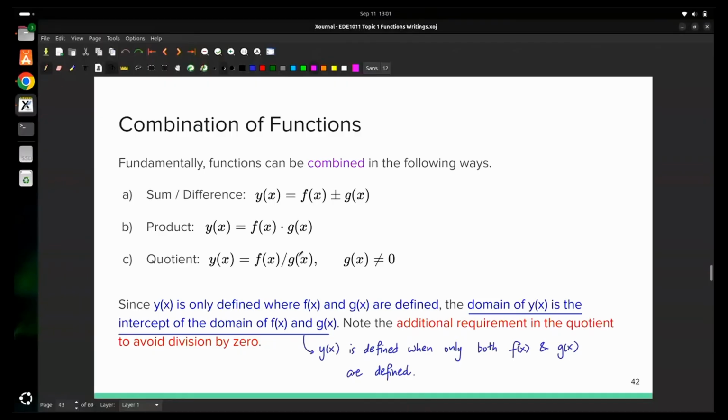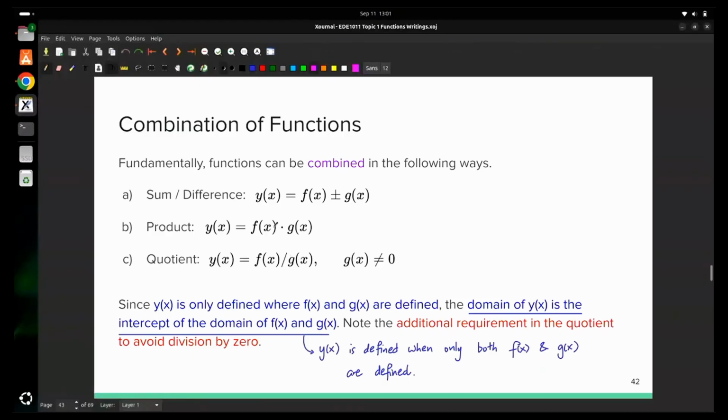Essentially there are actually more combination methods than just the three shown here. You can have f of x to the power of g of x as well, and we'll certainly address them in the future. But also what's important here is that the resultant function y of x, which is the combination of functions, has some requirements. The domain for the resultant function is the intersection of the domains for the constituent functions.